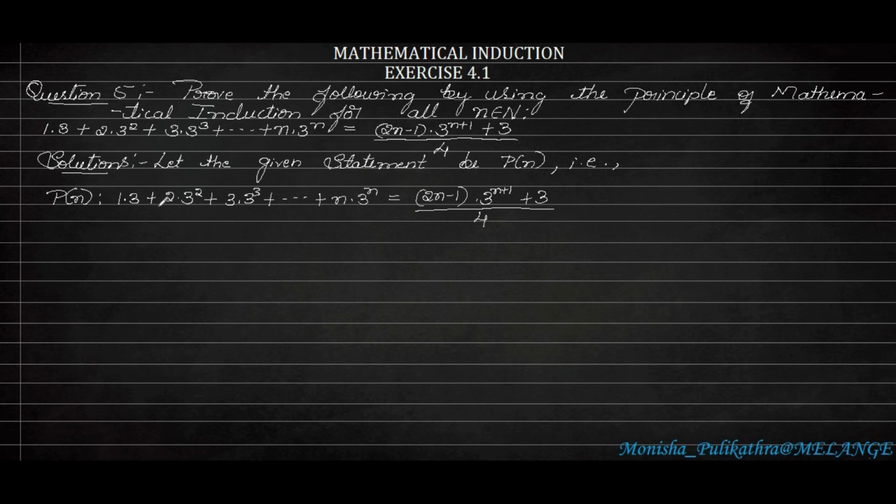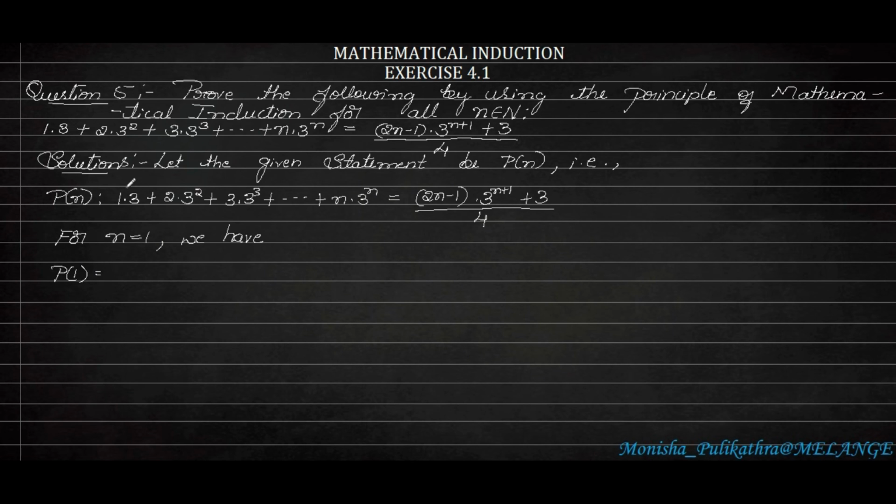So p of n is equal to, we have to write down the whole question. This is the first step: write the whole question and substitute it to p of n. So next is, for this n, we have to substitute 1. So for n is equal to 1, wherever n is there, we have to substitute it as 1. So p of 1.